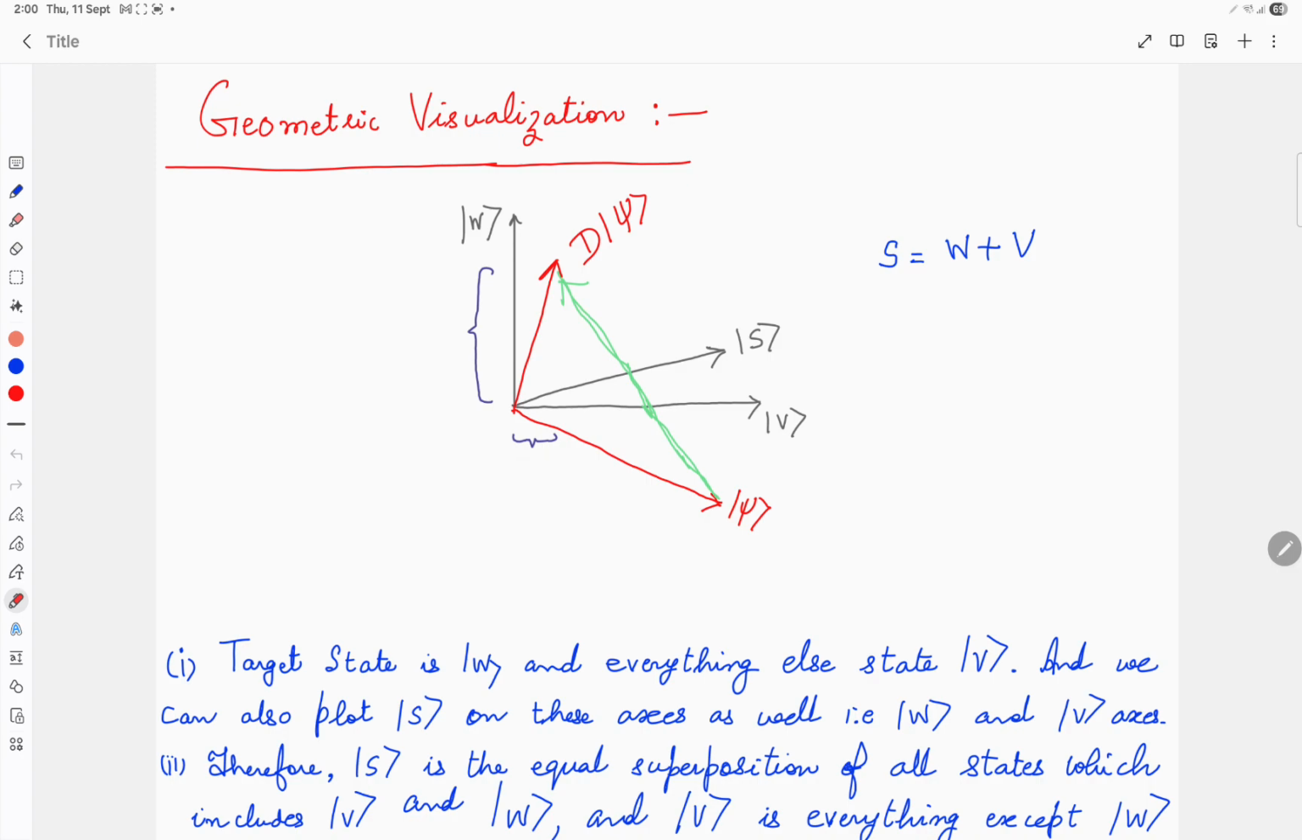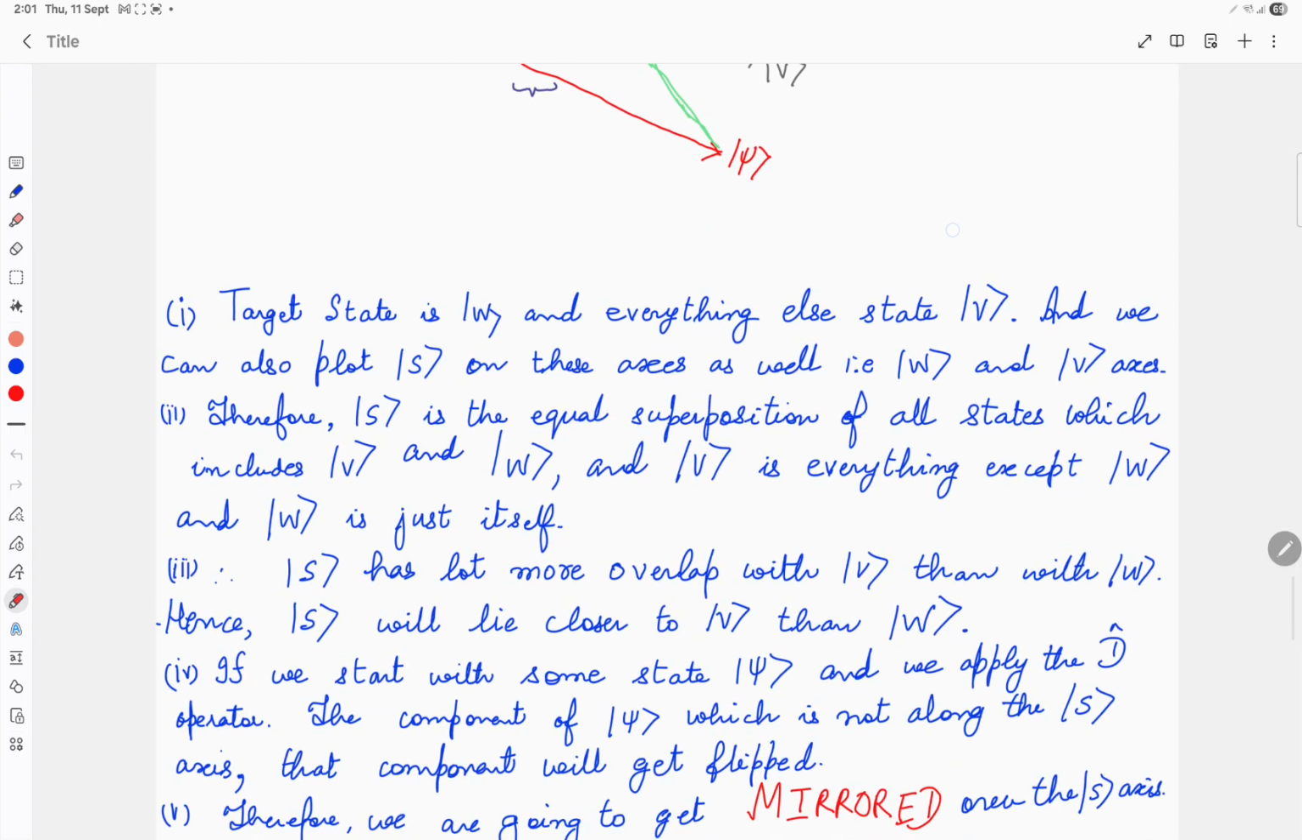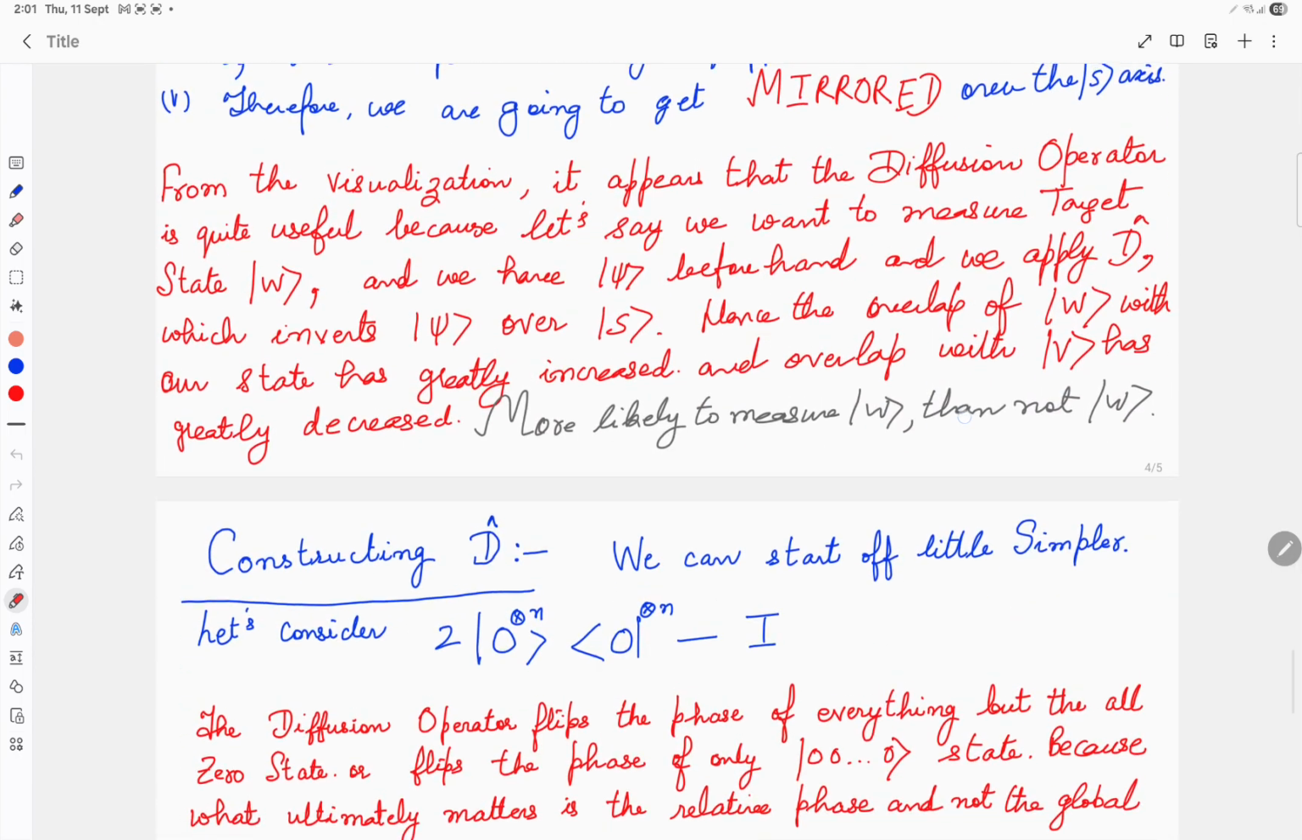So therefore, the application of the diffusion operator is taking the arbitrary state as close as possible to the target state, and that is the geometric visualization, but actually it is inversion about the mean. That means it is trying to amplify the quantum amplitude of the target state, and it is trying to suppress the amplitudes of the other states.